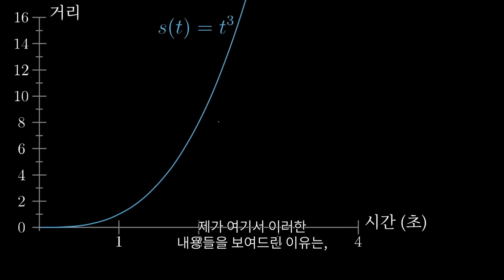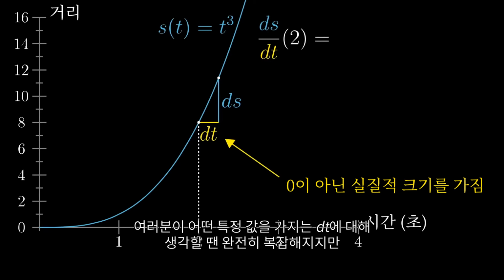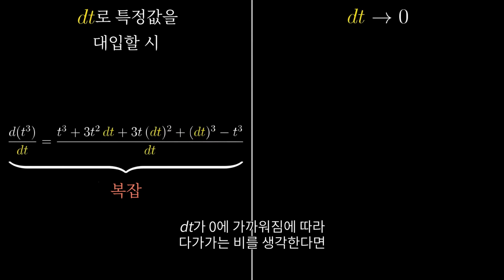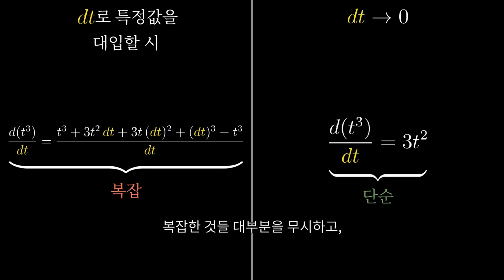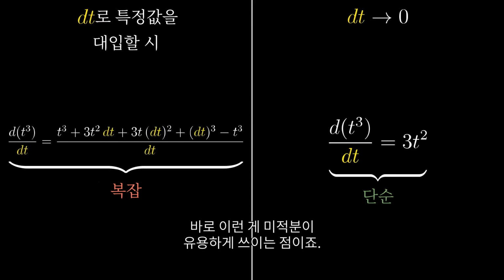But the point I want to make by showing you all of the algebraic guts here is that when you consider the tiny change in distance caused by a tiny change in time for some specific value of dt, you'd have kind of a mess. But when you consider what that ratio approaches as dt approaches 0, it lets you ignore much of that mess, and it really does simplify the problem. That right there is kind of the heart of why calculus becomes useful.